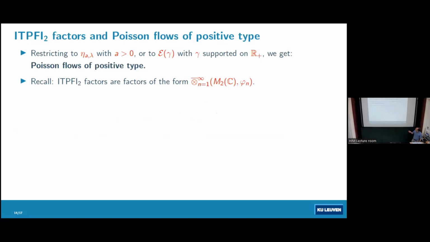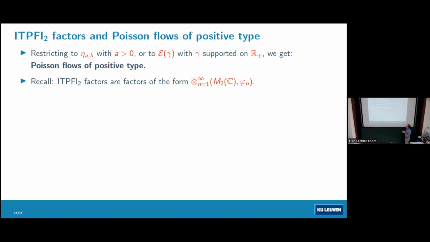If, which you were maybe already assuming, we only restrict to Poisson distributions where the A is positive, which is what we are used to. I mean, usually we don't take Poisson on -a, -2, and -3, but it could have been. And we were not assuming it. But if we assume it, or if you take this compound Poisson distribution where gamma is only supported on the positive reals, we call this a Poisson flow of positive type.